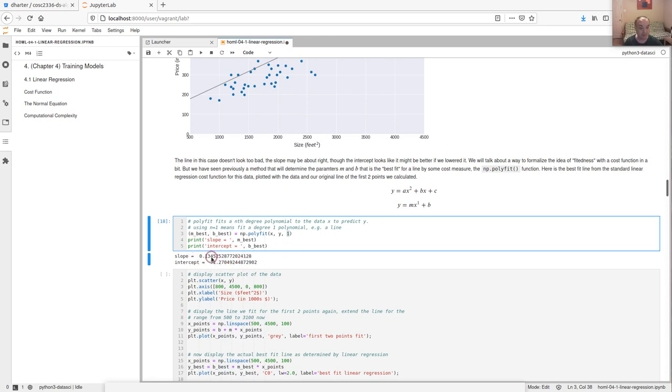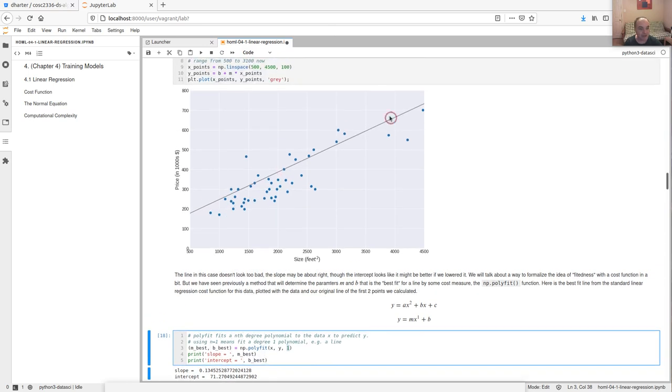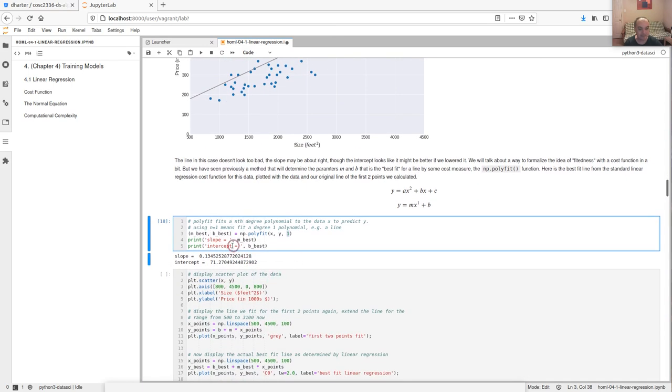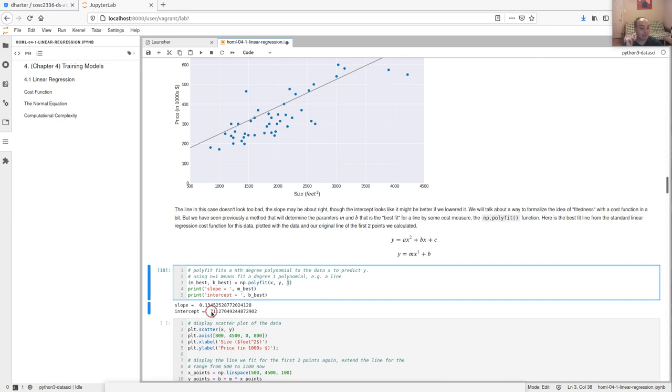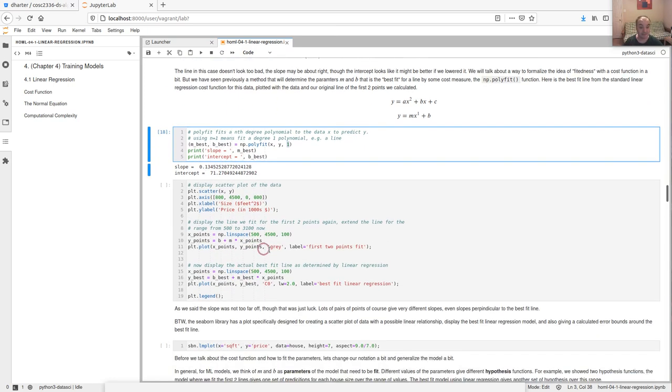You see that the slope is indeed close to 0.14, like our first line that was just by chance. It's a little bit under that, 0.134, and it has an intercept of 71. Remember the intercept of our first line was 107. Again, don't be confused, because our x doesn't go all the way down to 0 here. For the best fit, the slope is pretty close to that, not quite as steep, and the intercept is lower, down at $71,000.